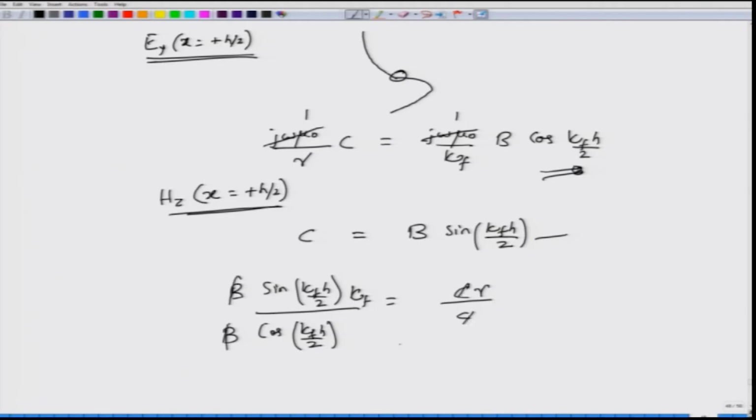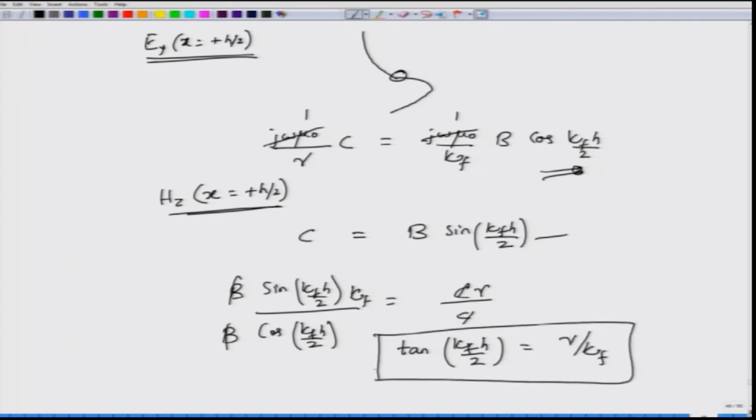Sin by cos is essentially the tan function. So, you have tan kappa f h by 2 being equal to gamma by kappa f. Now, is this not the same equation that we obtained from the transverse resonance condition, which relates kappa f, the transverse wave number, to the decaying constant gamma? This is exactly the same equation.